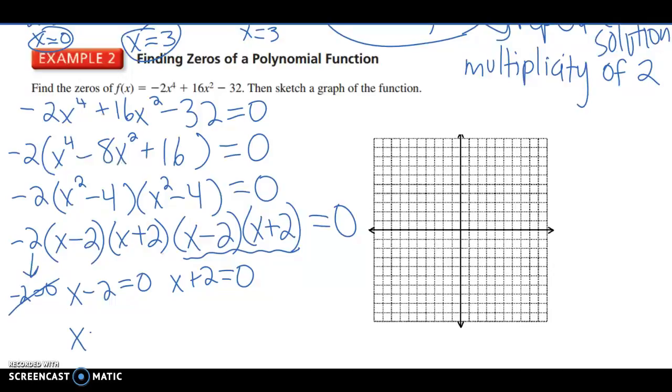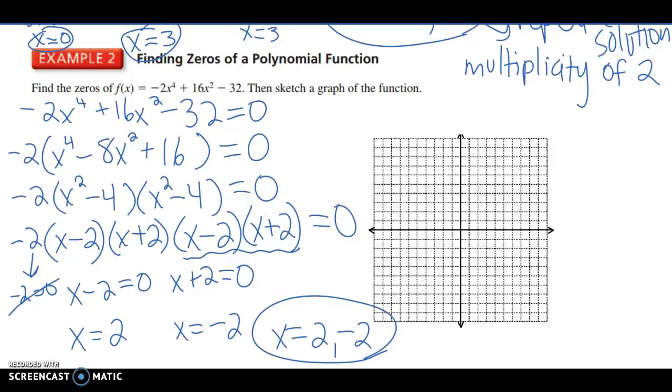So my two answers will be positive 2 and negative 2. And these are the zeros of my function. And remember, they both have a multiplicity of 2, and they're both repeated because they show up twice in our factor. Now we want to sketch the graph.